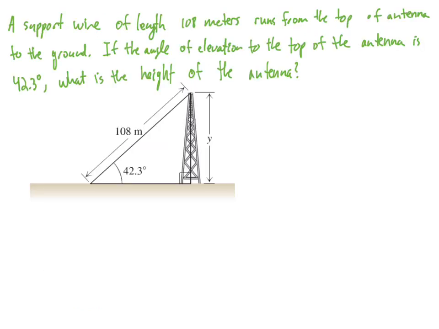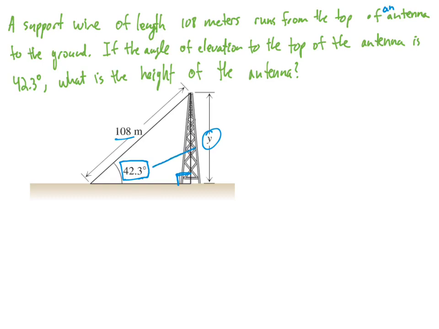All right, last example here. A support wire of length 108 meters runs from the top of an antenna to the ground. If the angle of elevation to the top of the antenna is 42.3 degrees, what is the height of the antenna? So we're trying to figure out this value y. So as you're thinking about this, we need to locate our angle, 42.3 degrees, and consider the sides of this right triangle, the information we have and what we're trying to find.